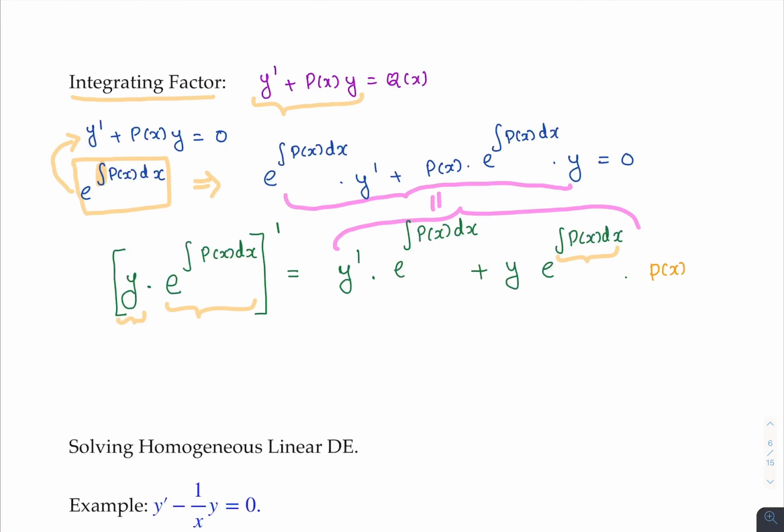Now, if I multiply e to the integral of p of x dx with the right-hand side of this equation, what I get is that this whole left-hand side becomes a single term, and that means it'll make my life much, much easier to solve. So let's see, how do we solve that? I have this equation right here.